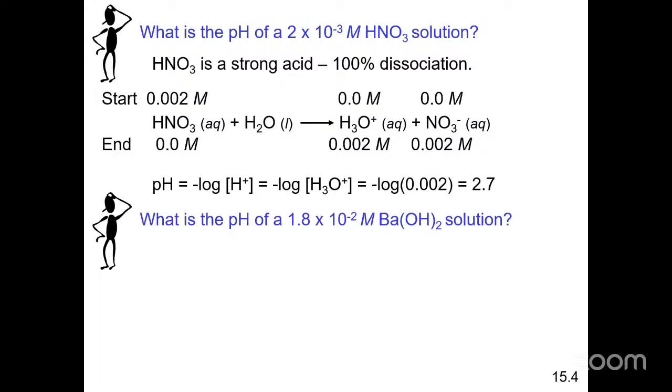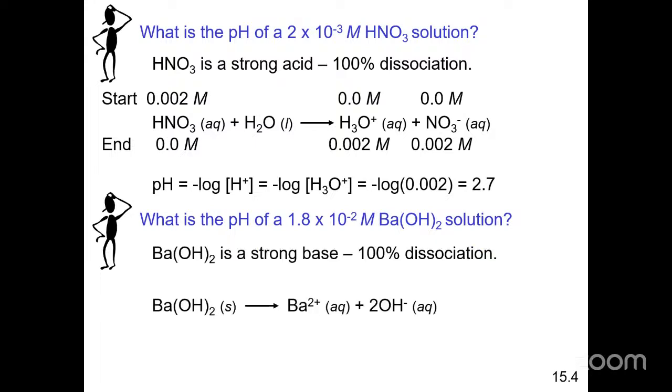However, you have to be careful because you have to look at what happens when the barium hydroxide undergoes dissociation, right? It undergoes 100% dissociation, but please note that for every mole of barium hydroxide that dissolves, the moles of hydroxide that is produced is 2, right? So for every 1 mole of barium hydroxide that dissolves, 2 moles of hydroxide ions are produced. So you have to take that into account.